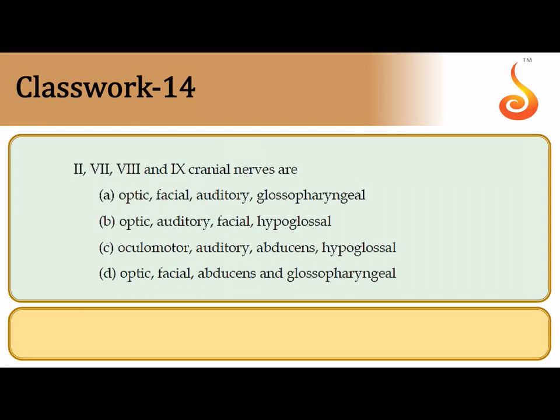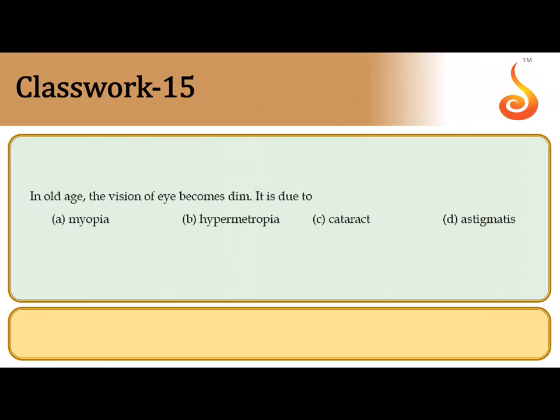Second, 7th, 8th and 9th cranial nerves. The second one is optic, the 7th one is facial, the 8th one is auditory, and the 9th one is glossopharyngeal nerve. So it is the first option.